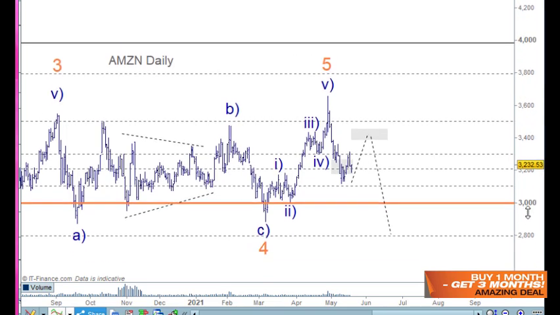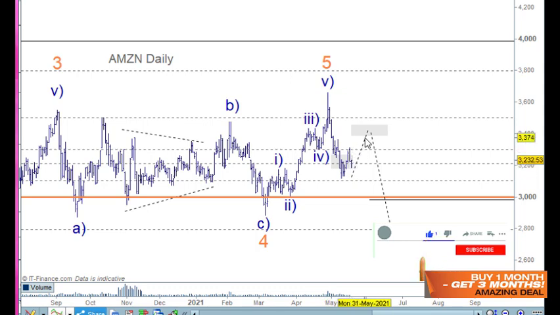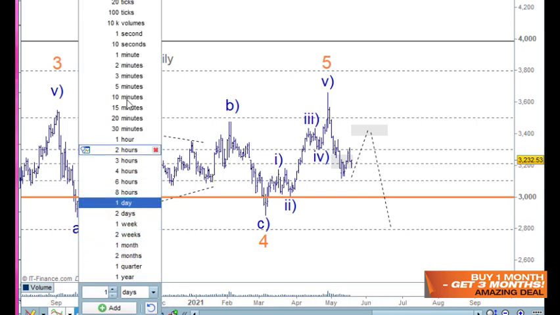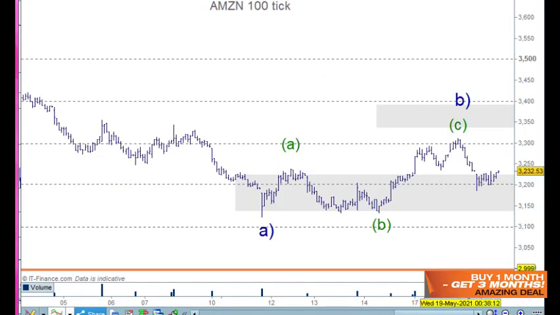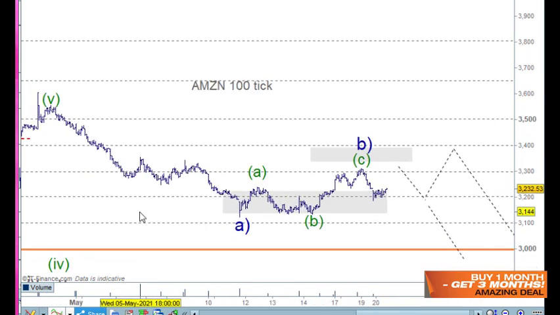And Amazon. With Amazon here, we're looking at a top being in play, and we're looking for the move down here. Then we're looking for an A wave, a B wave, and a C wave moving up a little bit higher through here. Let's have a look at that on the 100 ticks, and I think we're also looking at it on the 20 ticks as well.